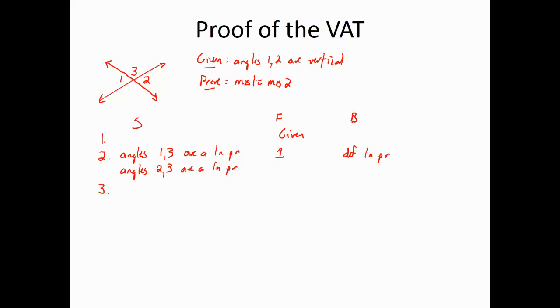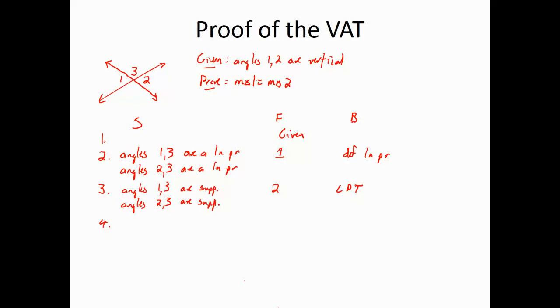Now ask yourself, what do we know about linear pairs? They're supplementary. We proved that, right? That's the linear pairs theorem. So it now follows that angles 1 and 3 are supplementary. And it also follows that angles 2 and 3 are supplementary. And that follows from line number 2 by an application of the linear pairs theorem, which tells us that linear pairs are supplementary.